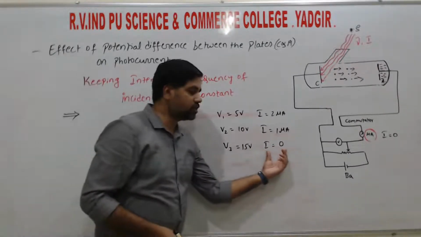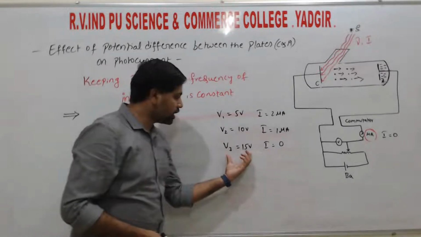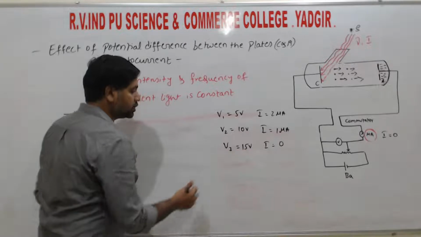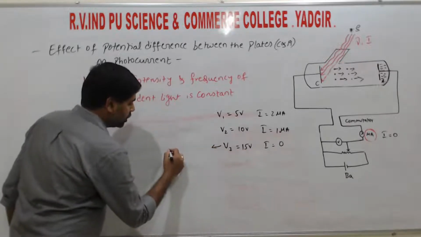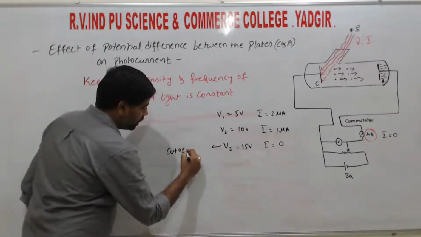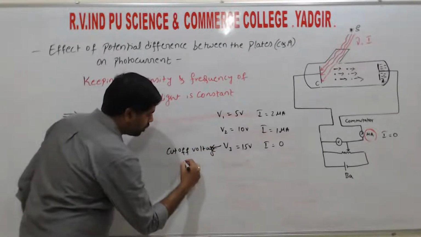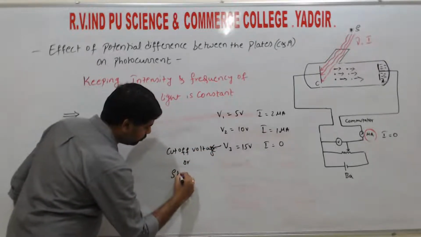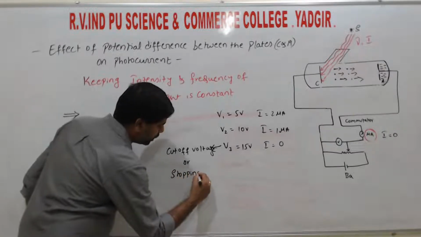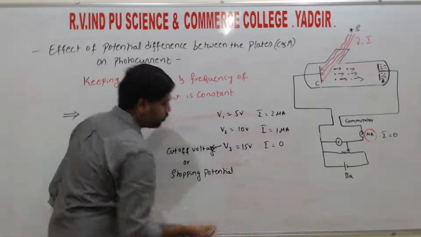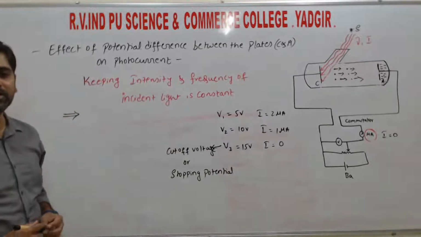When the current becomes zero for that particular voltage, then this voltage we call the cutoff voltage or stopping potential, right? So understand this one.